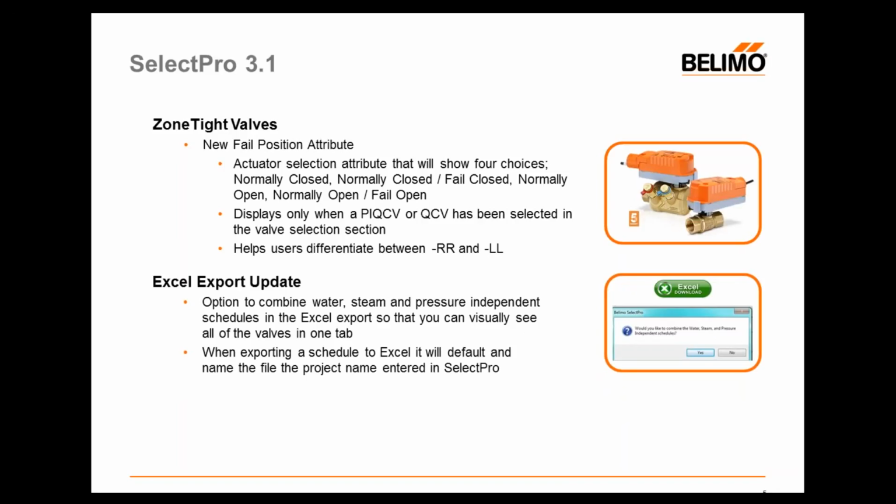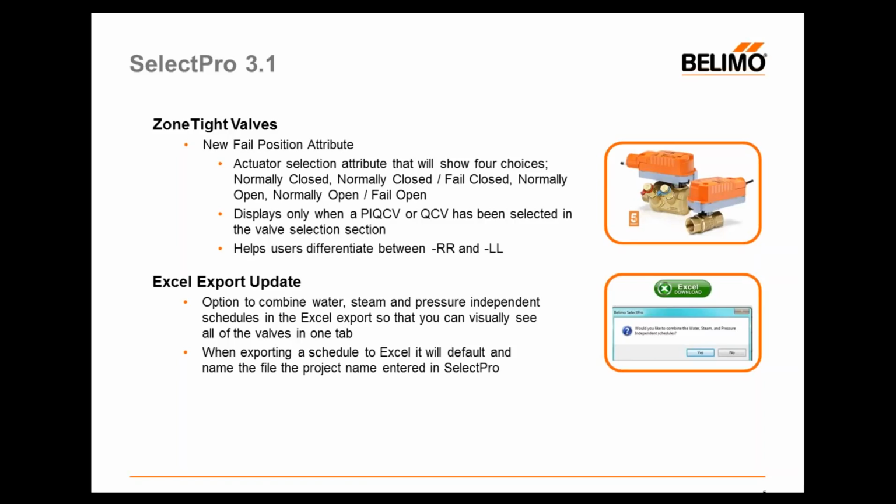There were some updates done to our Excel export. So in SelectPro we have different tabs in the schedule that show water, pressure independent, and steam. So when you export into Excel, it also shows those tabs in Excel based on what's shown in your schedule.